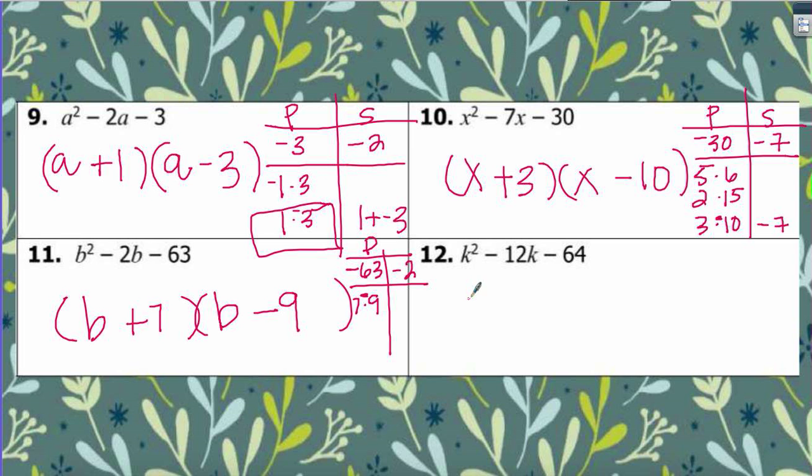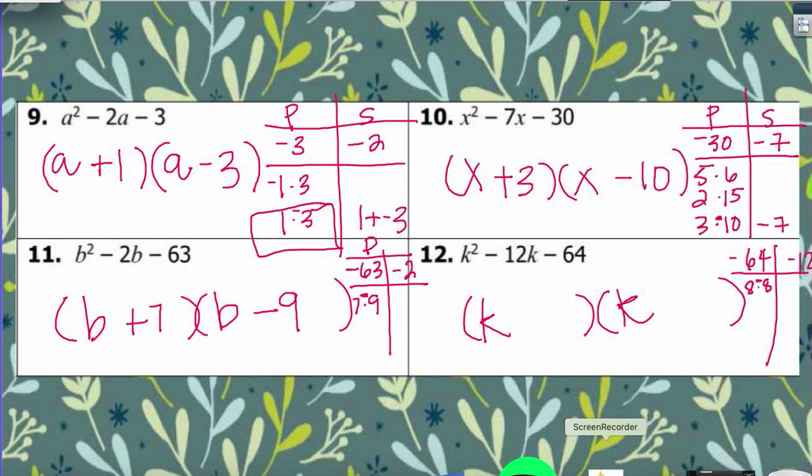All right, last one like this. This must have come from k times k. And then I have a -64 and a sum of -12. So when I think of 64, I know that I got a couple different options. I know I've got 8 times 8. Well, that's going to give me 0 if one of them's negative, if I add them together. So I need to think about some other options.